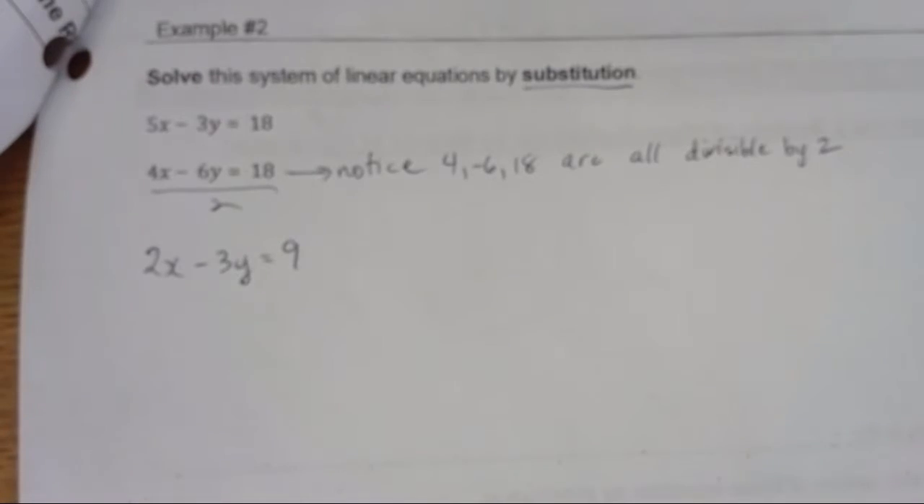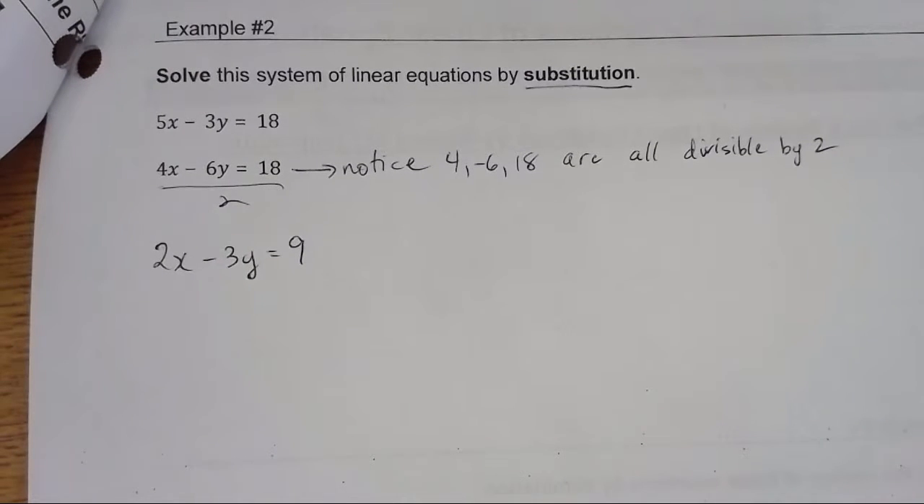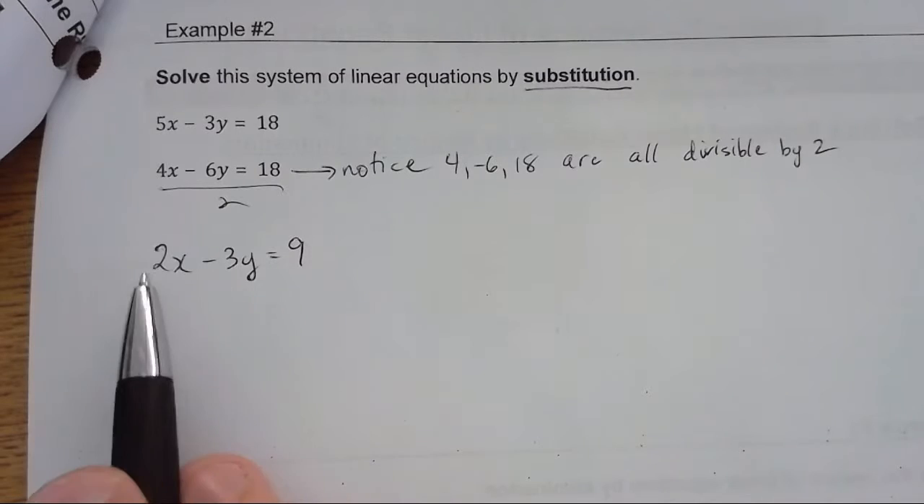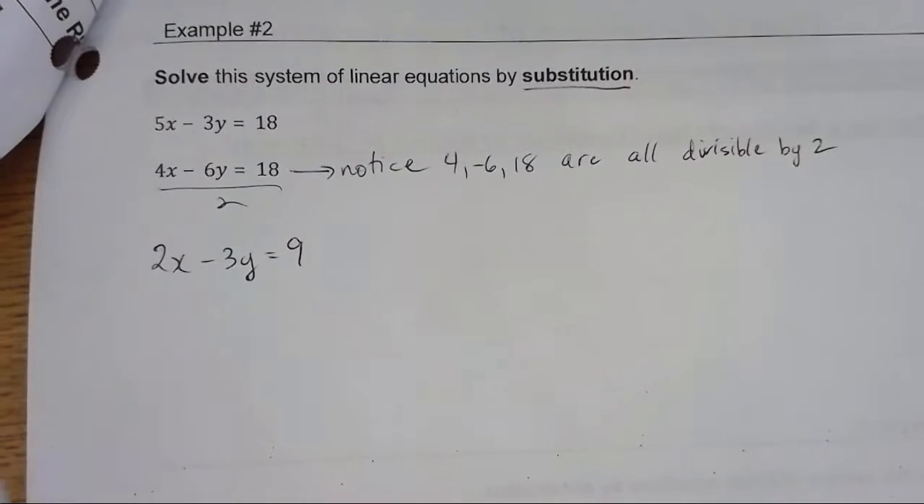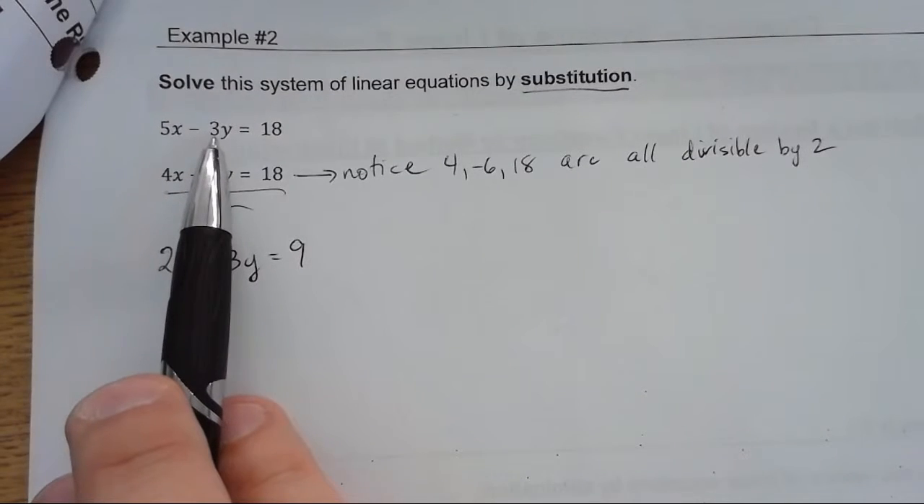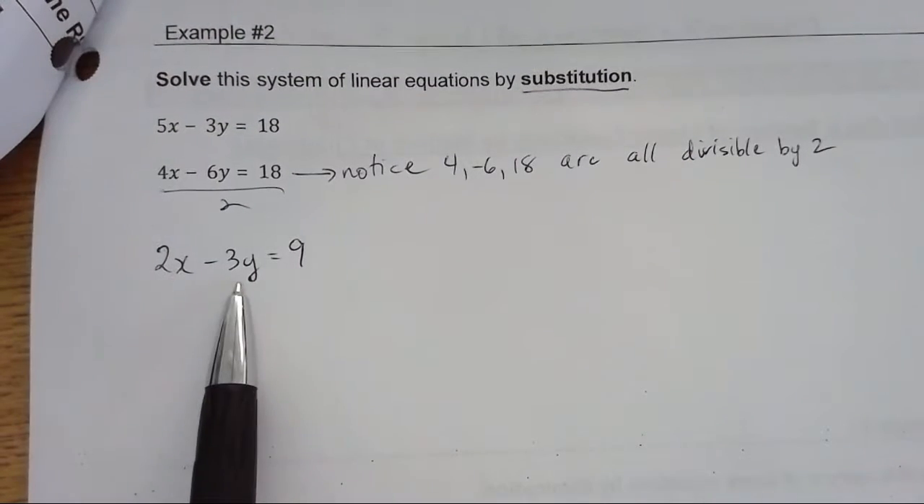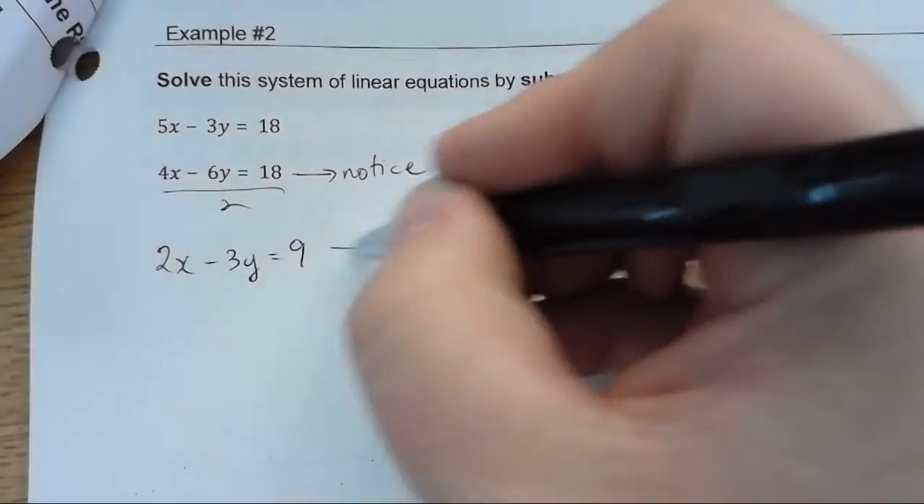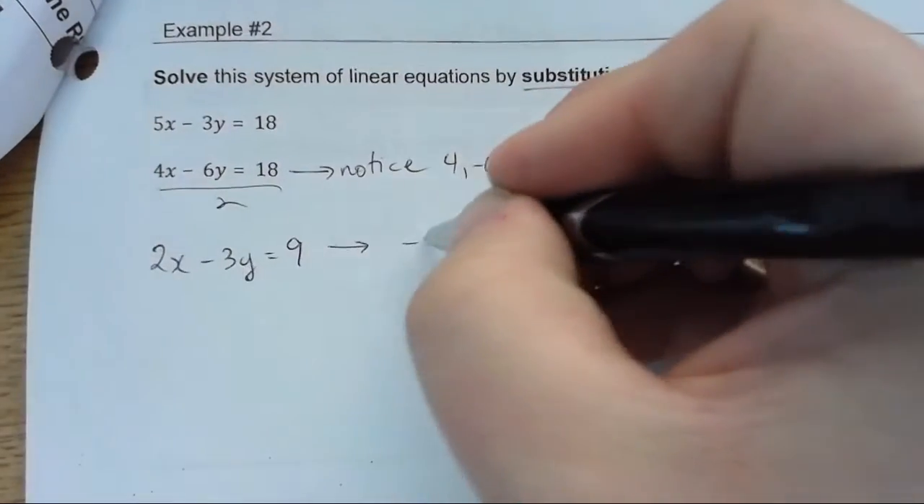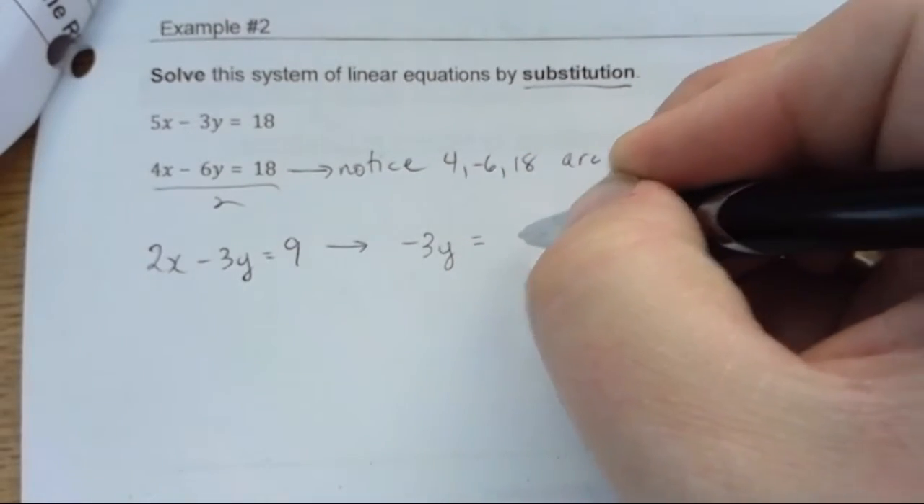And you might be wondering, well, that didn't really solve your problem there, Mr. K. I mean, I still don't have any 1s for coefficients. But notice that this is the same term here and here. So I'm actually going to rearrange my equation so that it says -3y equals 9 minus 2x.